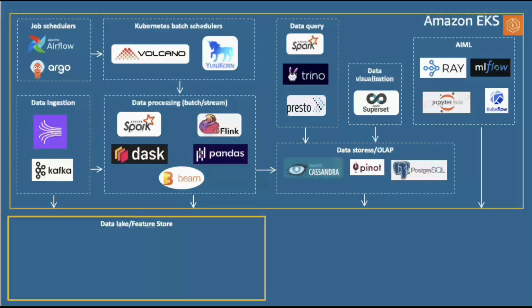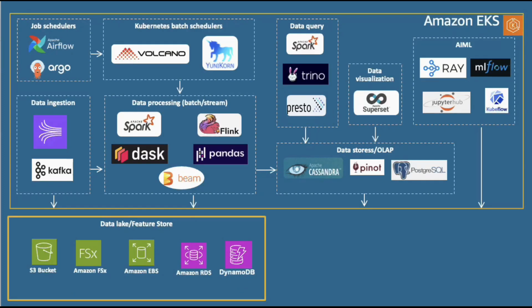From the data lake and storage perspective, most of the time Amazon S3 buckets are used for storing the input and output data and also for hosting the machine learning models and the training data as well. And for high performance, we have the Amazon FSx for Lustre series of file systems for high throughput and low latency use cases. Then we have Amazon EBS for dynamically created PVs and PVCs for the executors. Then we do have popular databases like Amazon RDS and DynamoDB for the respective use cases.